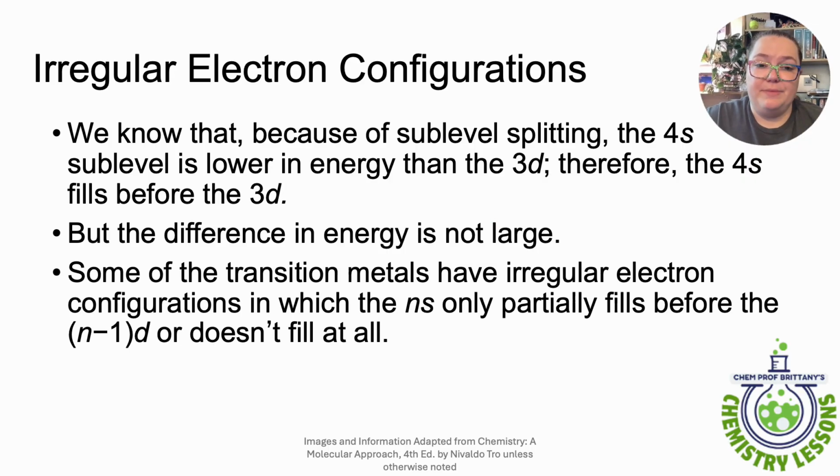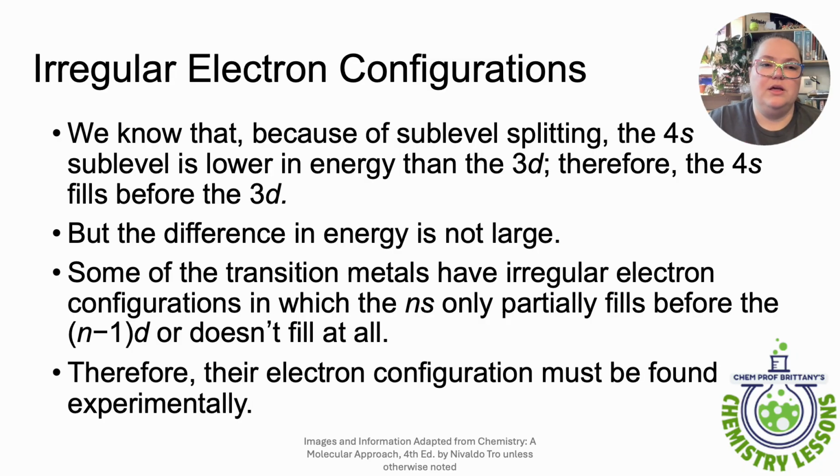And some of the transition metals have irregular electron configurations in which the ns ends only partially fill, so 4s, 5s, whatever, before we fill the n-1 d. So like 4s might only get 1 electron before we move on to 3d, for example. Therefore, the electron configurations of our transition elements are found experimentally because they are weirdos.